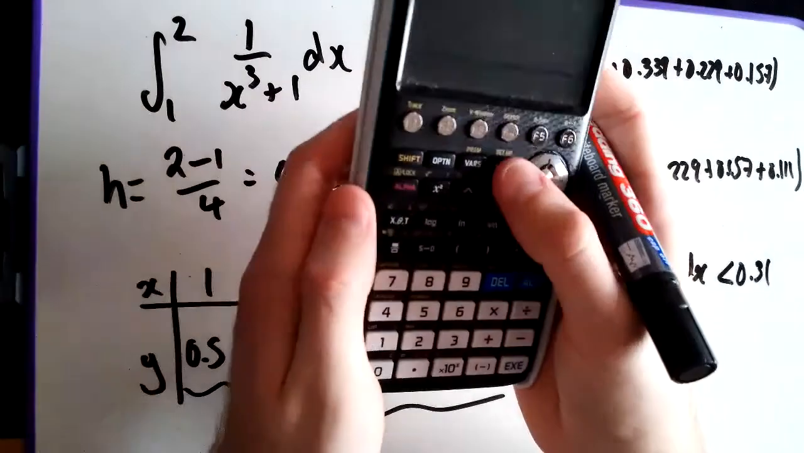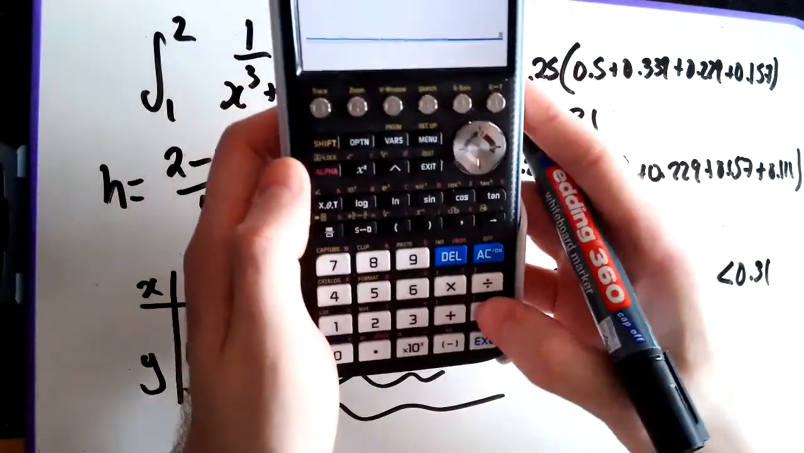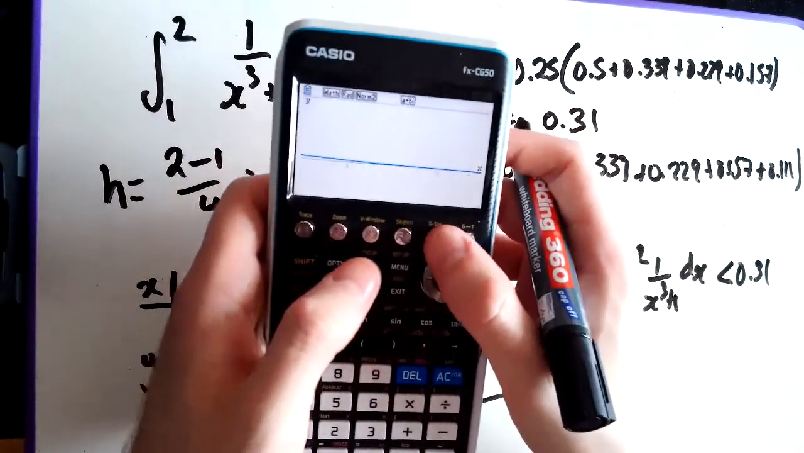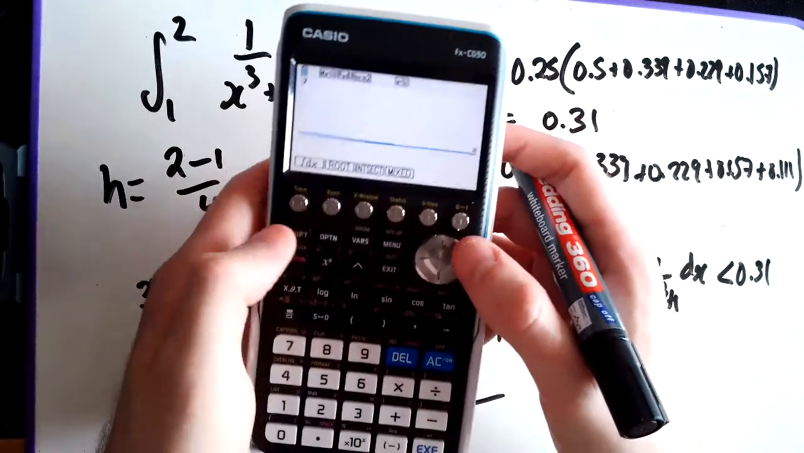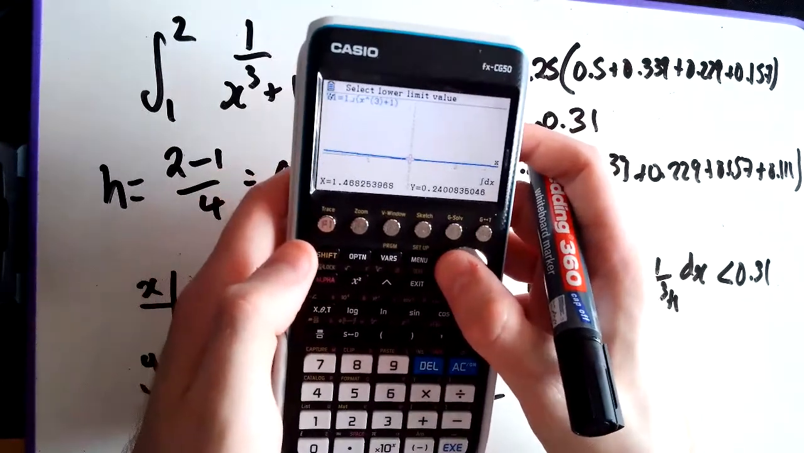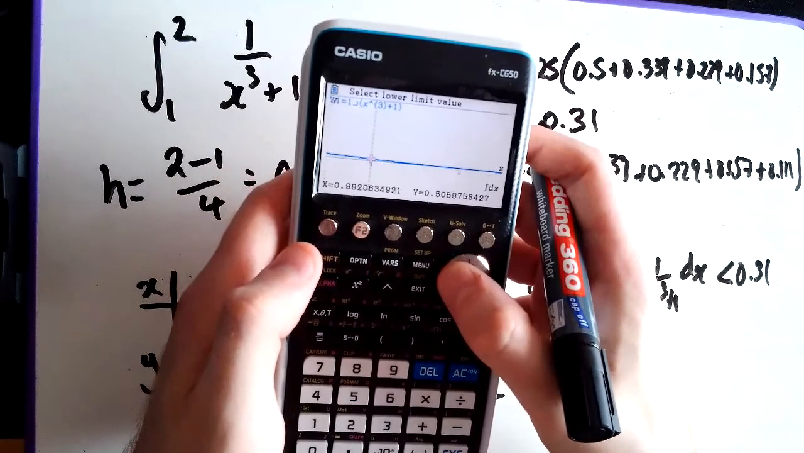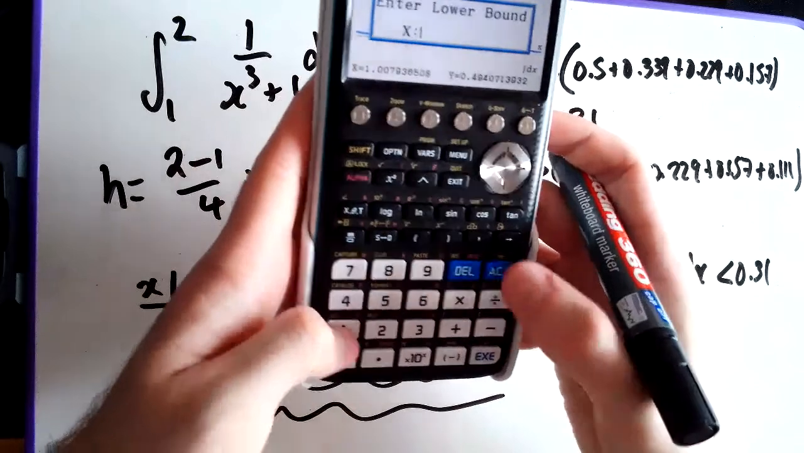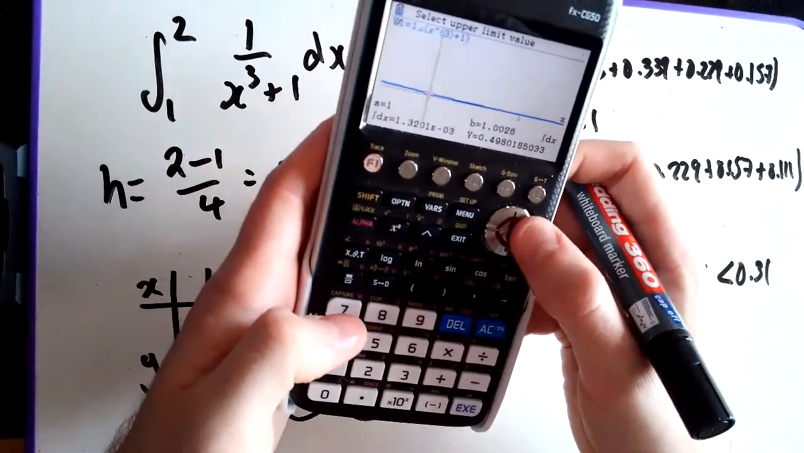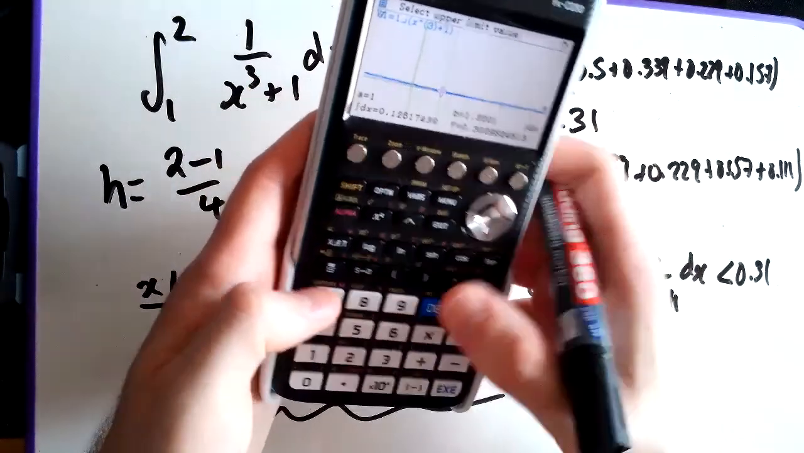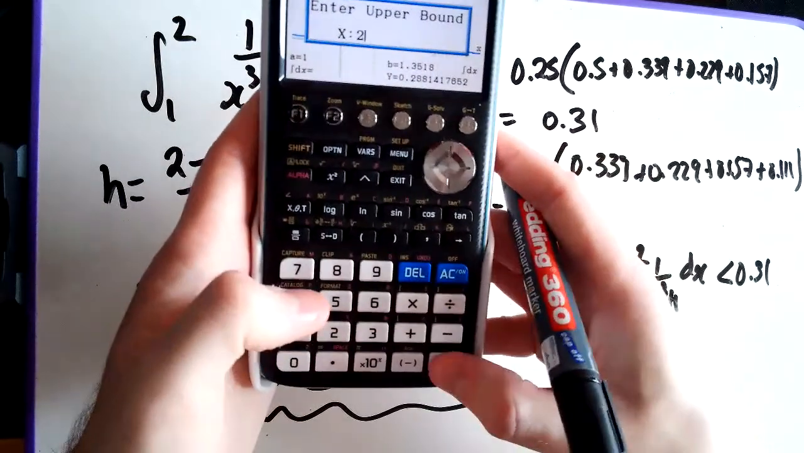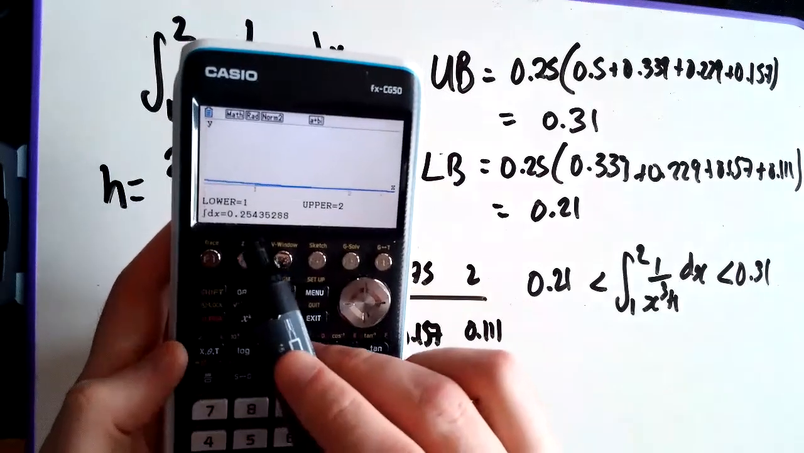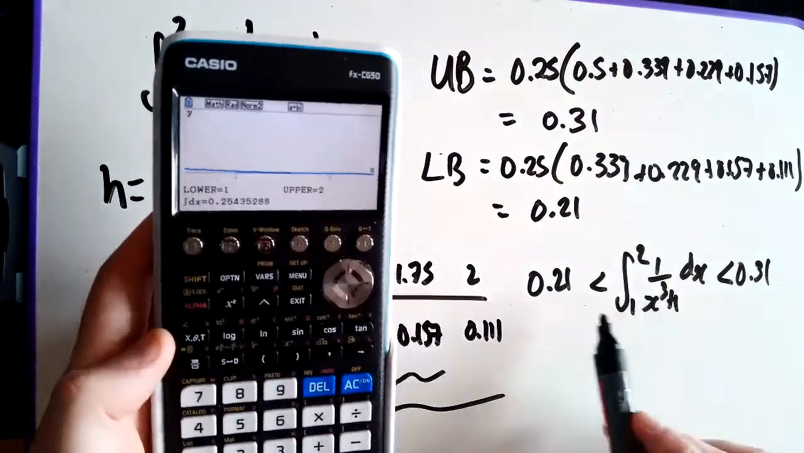Now I'm just going to check, and if I zoom out, I'm going to show you how to check on here. So if I go into the G-solve and go along, there's an integral button. Then lower bound as 1, and upper bound as 2. So the area is 0.2543, so it is in the middle.